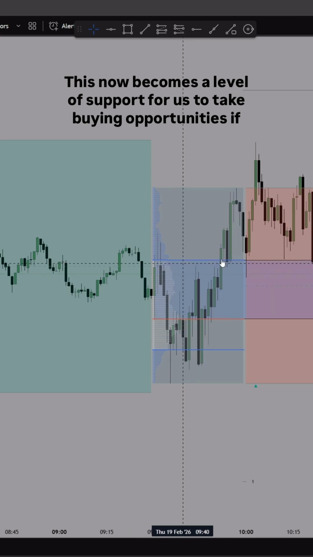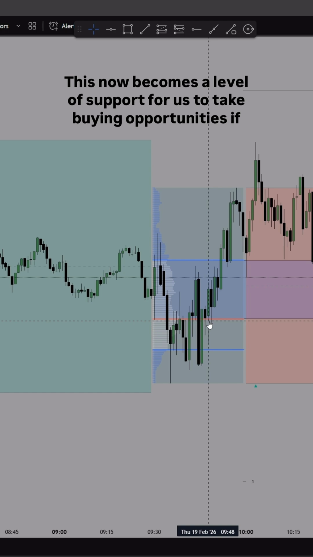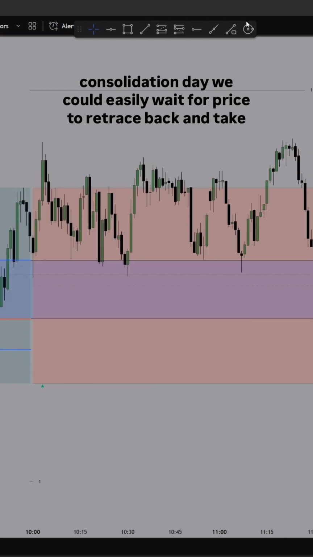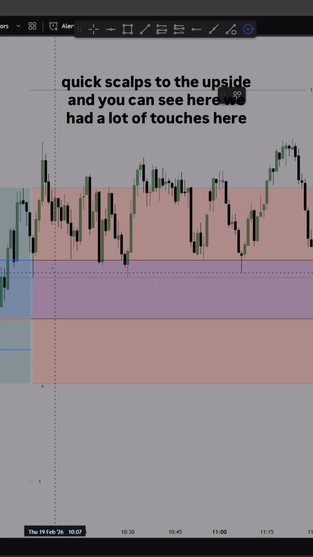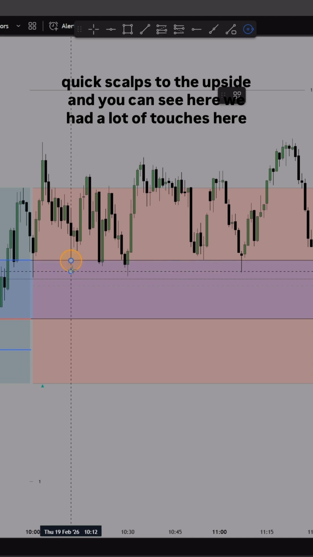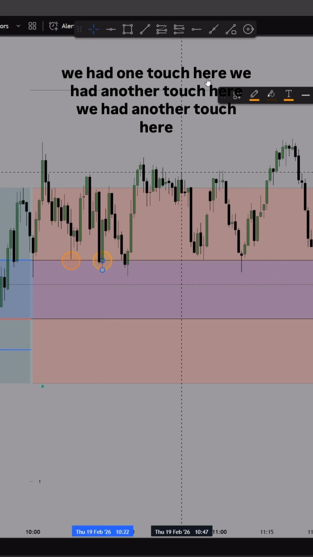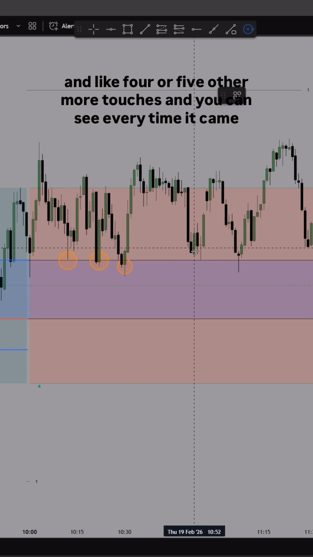This now becomes a level of support for us to take buying opportunities if price were to retrace back to this point. Knowing that this was a consolidation day, we could easily wait for price to retrace back and take quick scalps to the upside. And you can see here we had a lot of touches. We had one touch here, another touch here, another touch here, and like 4 or 5 more touches.